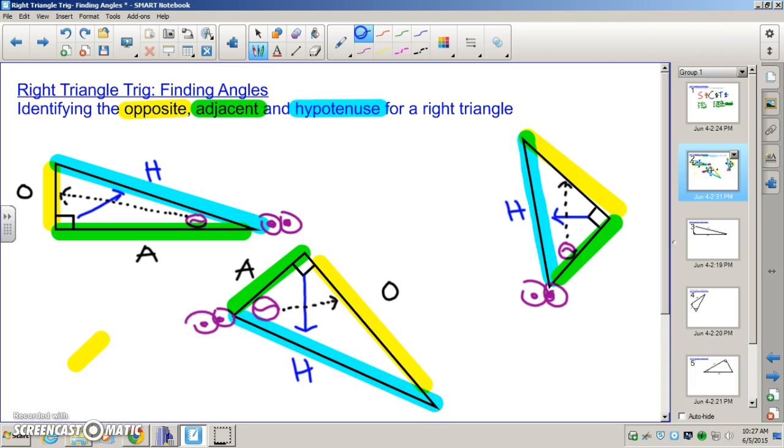The reason it's important to go through that is if you pick the wrong sides in your head, if you think this side is opposite when it's really adjacent, you're going to be choosing the wrong trig call. You'd be using, let's say, sine instead of cosine, and your answer is completely dependent on calling the correct ratio.